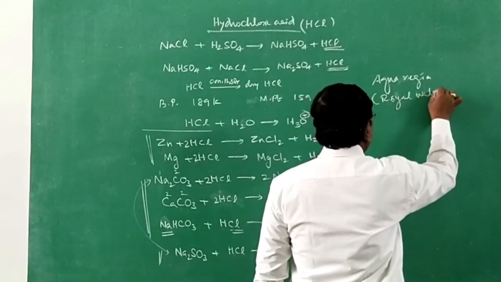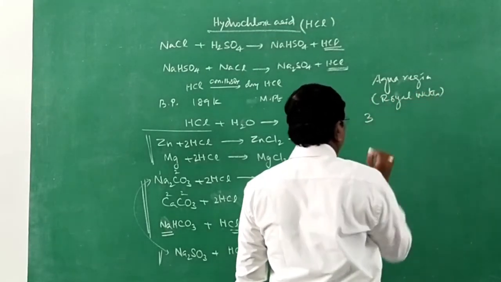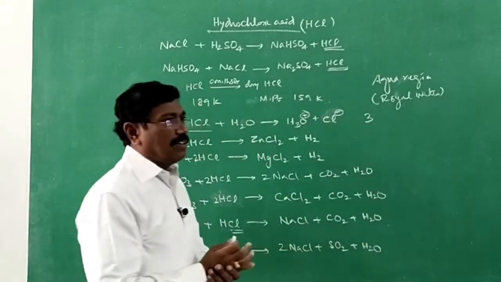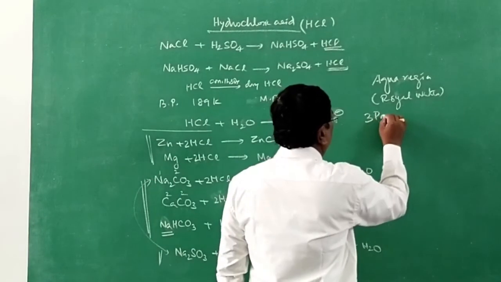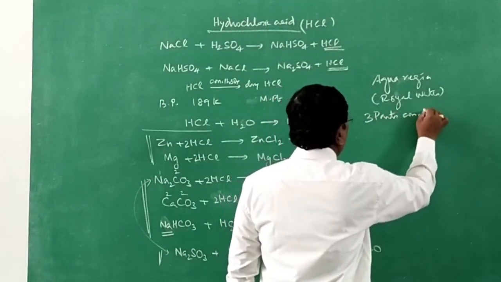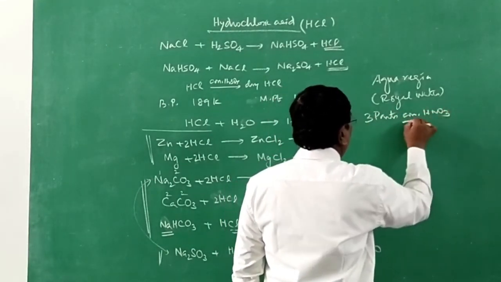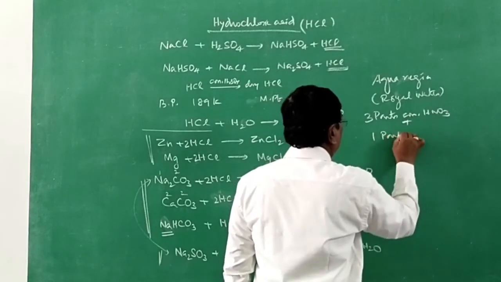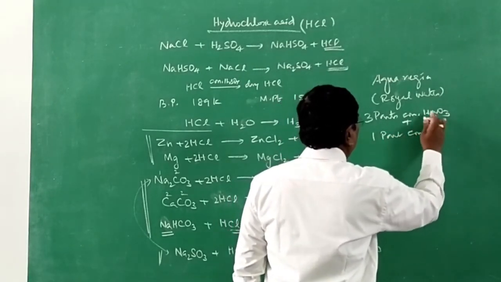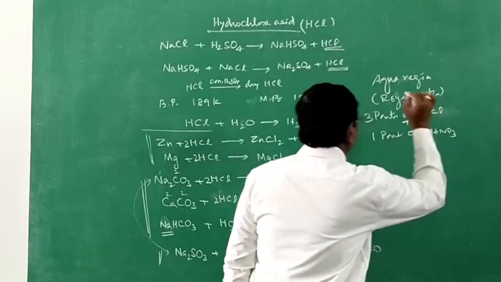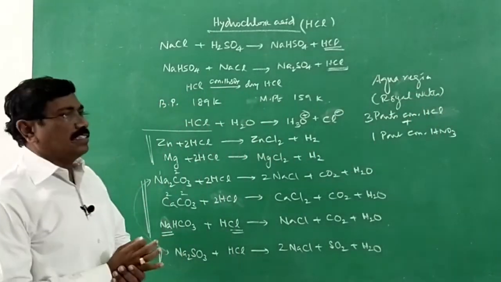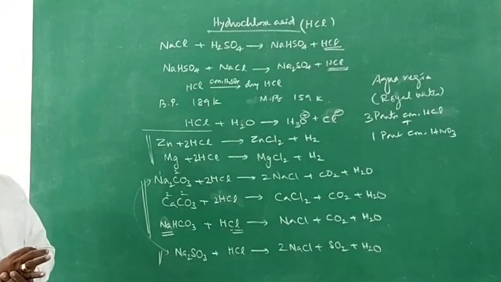3 parts of concentrated hydrochloric acid. Sorry, 3 parts of concentrated hydrochloric acid and 1 part concentrated nitric acid. This mixture is known as aqua regia.